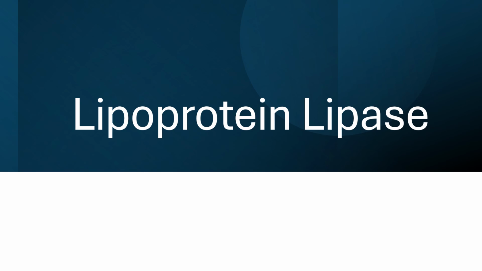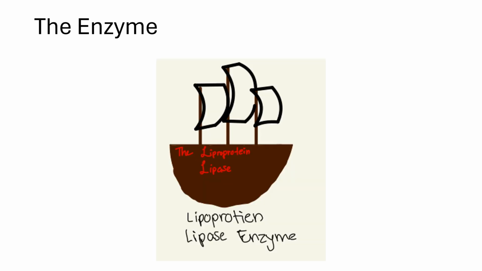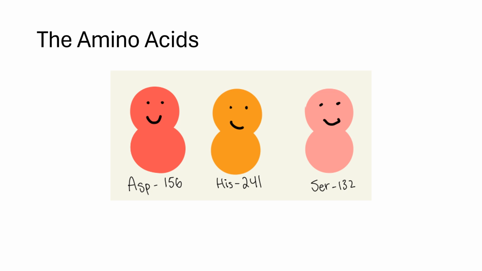This is a story about lipoprotein lipase. Lipoprotein lipase, otherwise known as LPL, is secreted by cardiac, adipose, and muscle tissue. It hydrolyzes triacylglycerides in lipoproteins. The amino acids that make up LPL's active sites are aspartate, histidine, and serine.